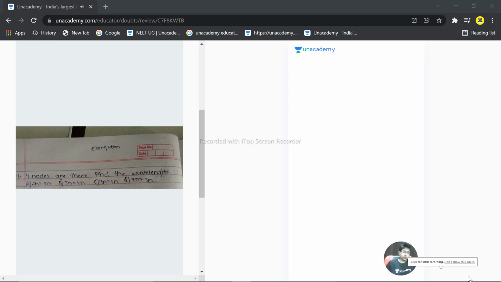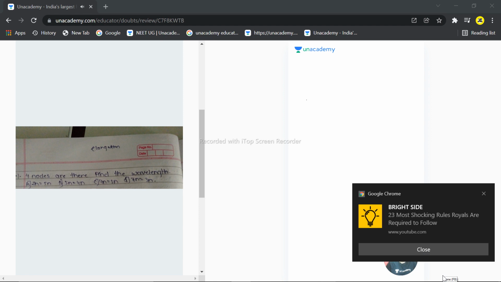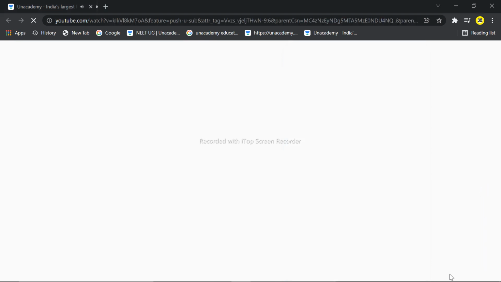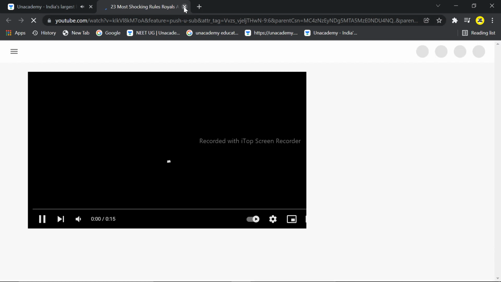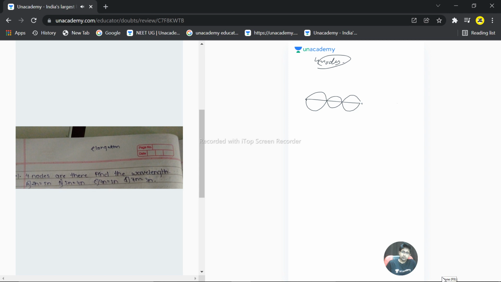Students, so we have a question over here. The question is regarding wavelength. We have four nodes. The meaning of four nodes is, let's make a wave. So this is one node, second node, third node, and fourth node. Okay, so we have made the four nodes. That's our node number one, that's node number two, that's the third node, and that's the fourth node.